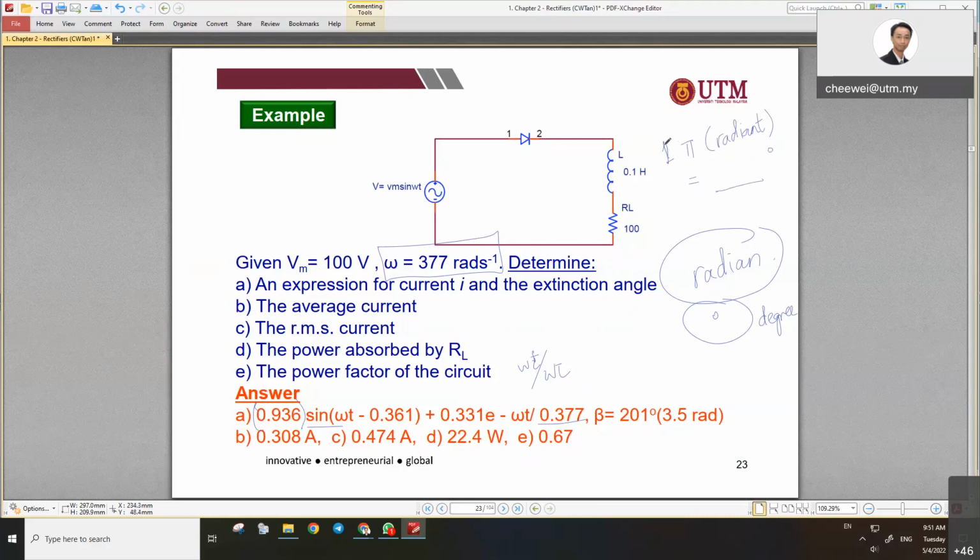Okay, if you don't like 1 pi, maybe you can do 2 pi equals 360. Also can. Pi equals 180, and this one is the unit of radian. This is the unit of degree. From here you can do the conversion, okay? Because you see the beta is 201 degrees, right? 201 equals 3.5 radian. How to do the conversion? Using the ratio above there.